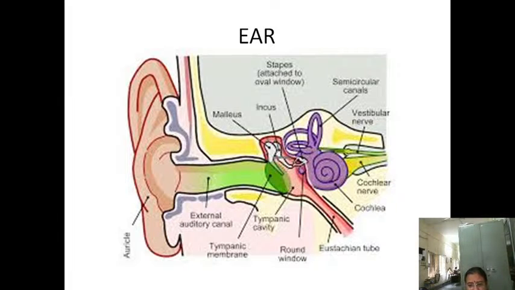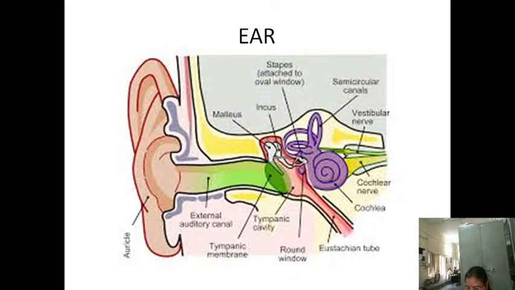And the green one is the tympanic membrane. Then you can see the external auditory canal and auricle. These constitute the external ear. In the middle ear you can see the ear ossicles and eustachian tube. Then the purple one is the inner ear, and you can see three semicircular canals. Utricle and saccule are not very clear.